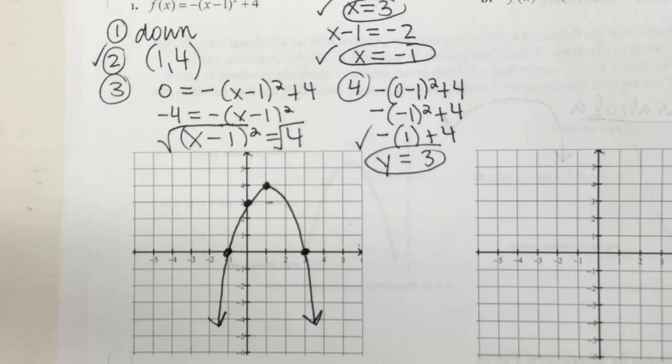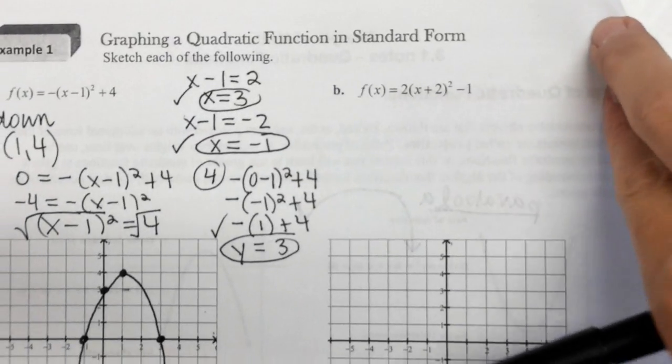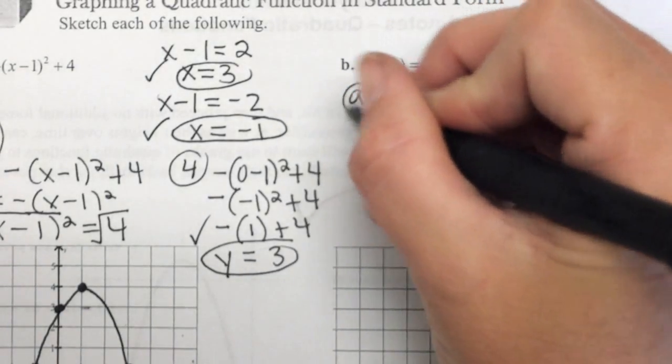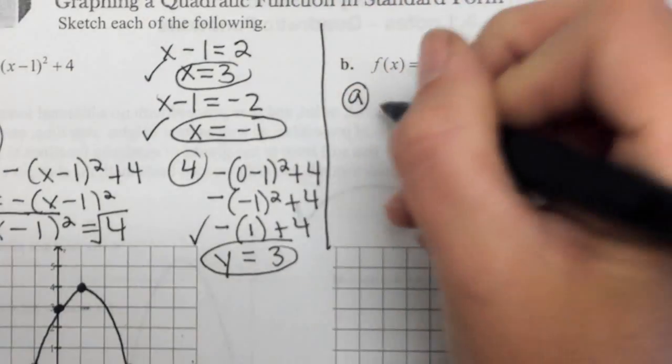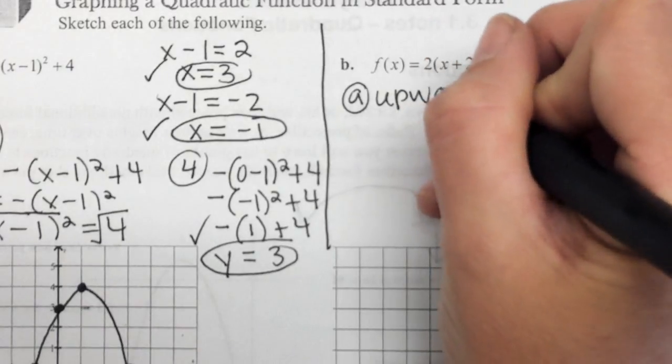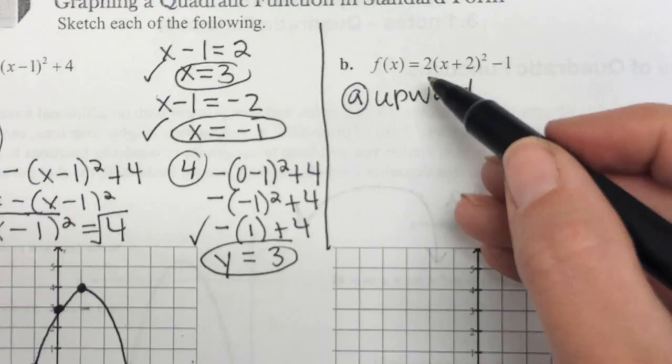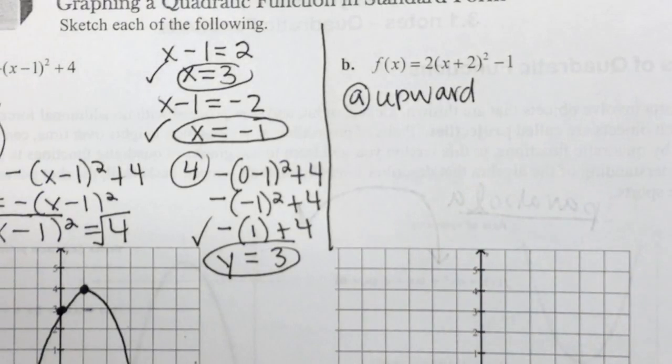Let's do one more together. Do y'all want to go in order, or you want to do C or D? Let's go in order. Okay. So first, A is what in this problem? Positive or negative? Positive, very good. So it's going to open upward. Why is it positive? Because 2 is positive. It doesn't have a minus sign in front.